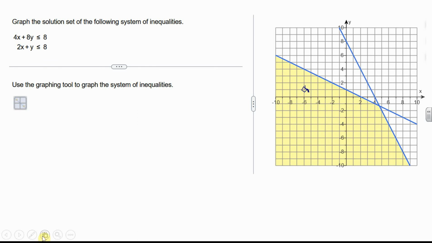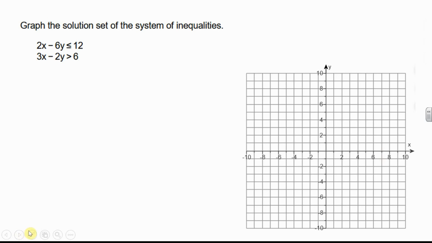Is that okay? Let's look at another one. We don't get it until we get it, right?